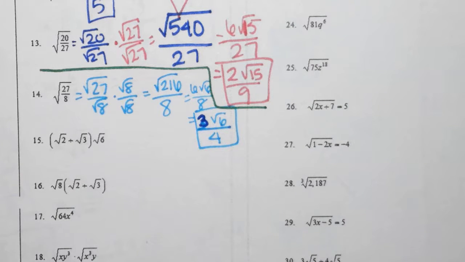Yeah, there's nothing else. So 216 breaks down into 36 and 6.